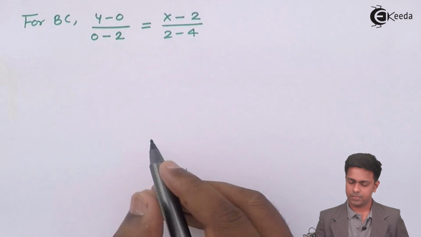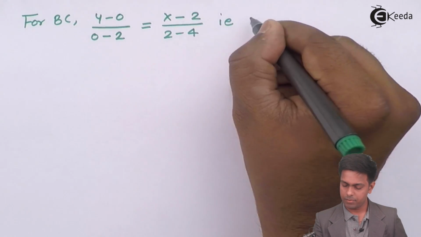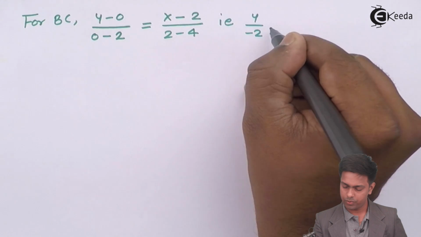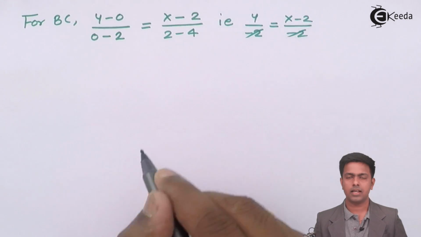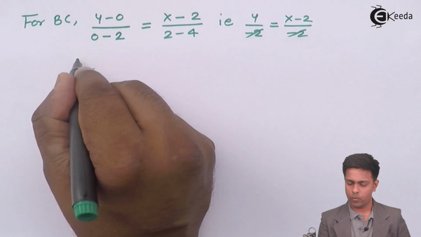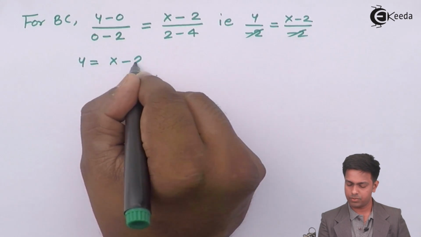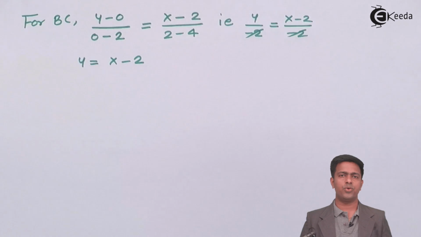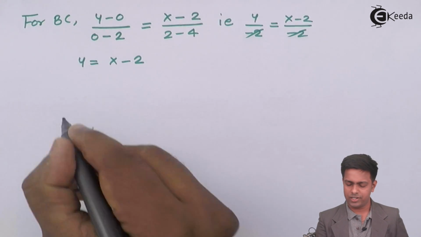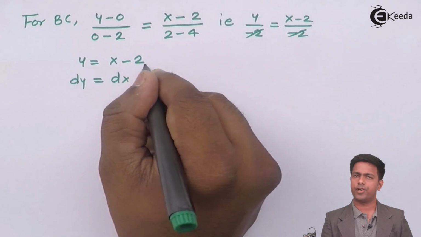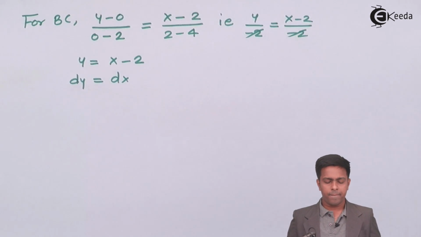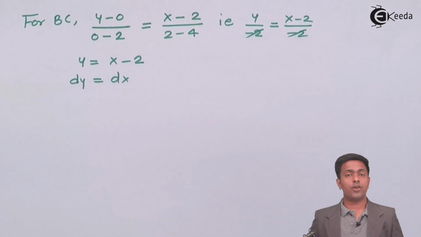So therefore I'll say that y by negative 2 is equal to x minus 2 upon negative 2. It is cancelled and we get y equal to x minus 2. So here I got the value of y in terms of x. So let's find out dy. So dy will be dx, and the derivative of minus 2 is 0. So we got the value of dy as well.